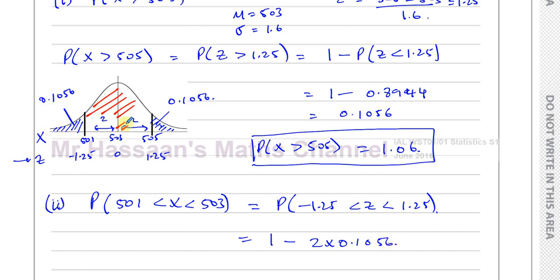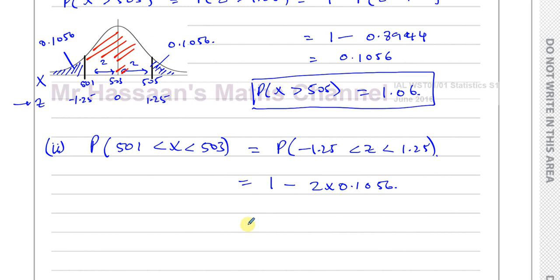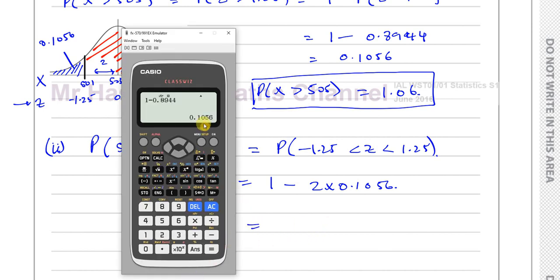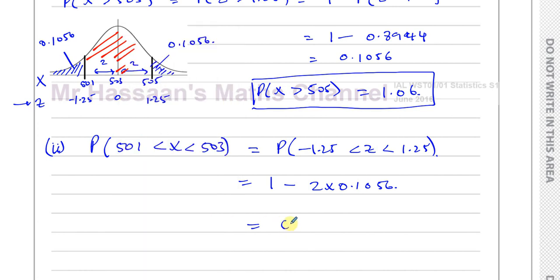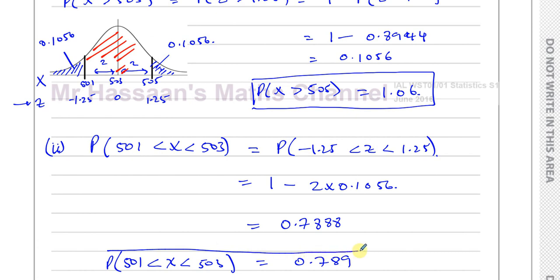And we can see that this is going to be the same as 1 minus 2 times 0.1056, because the whole thing is 1. If I take away this plus this, which is 2 times that, I'm left with what's between them. So that's a very simple second part of the question, really, if you recognize that symmetry. So we take this value here, multiply it by 2, and then do 1 minus that, and that gives us the answer, which is 0.7888. So therefore we can say the answer is 0.789 to 3 significant figures. So the probability that x is between 501 and 505 is given by this answer to 3 significant figures.